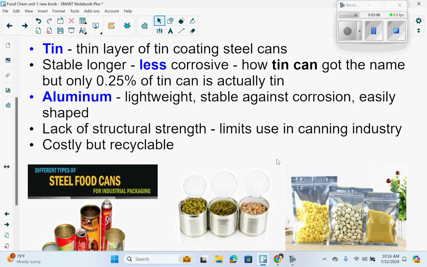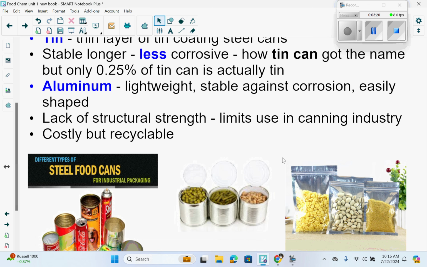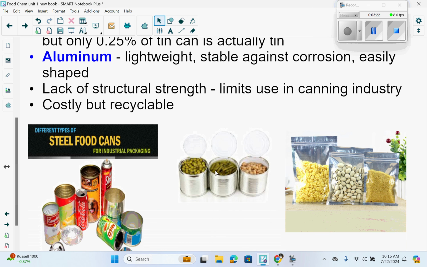Aluminum. Aluminum is lightweight, stable against corrosion, and easily shaped. But that lack of structural strength limits its use in the canning industry, but you probably know it as aluminum foil. It is costly, but it is recyclable. So here's your steel cans. You can see the inside is coated with that tin, and then you have the aluminum packaging right here.